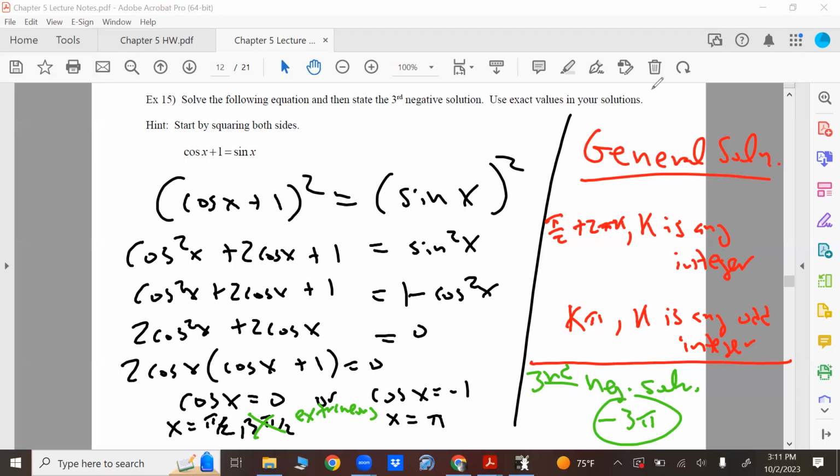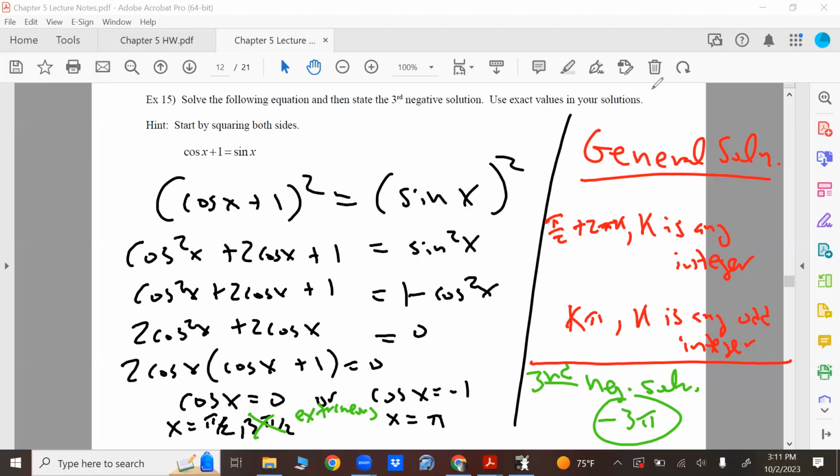So the general solution would be pi over 2 plus 2 pi k. Or for pi, you say pi plus 2 pi k, that works too. Or k pi, where k is an odd integer. Once you have that, then you do this. You have pi over 2, you go backwards: negative 3 pi over 2, negative 7 pi over 2. Here you have pi, negative pi, or negative 3 pi. So that's your first one. That's your second one. That's your third one.